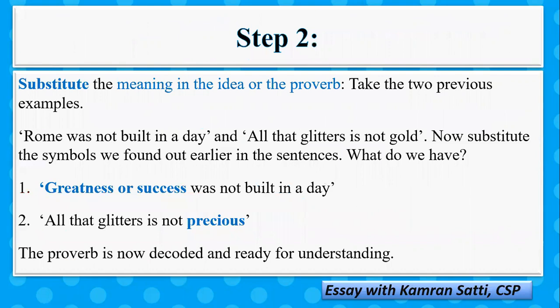the next step is to substitute the meaning in the idea or the proverb. Now in the context of the proverb, we will substitute the meaning. Take the two previous examples: Rome was not built in a day, and all that glitters is not gold. Now substitute the symbols we found earlier in the sentences. What was the symbol in the first topic? Rome. So we substitute that with what the symbol means in real life. So greatness or success was not built in a day, and all that glitters is not precious.